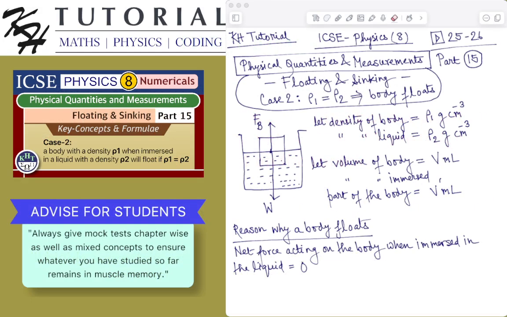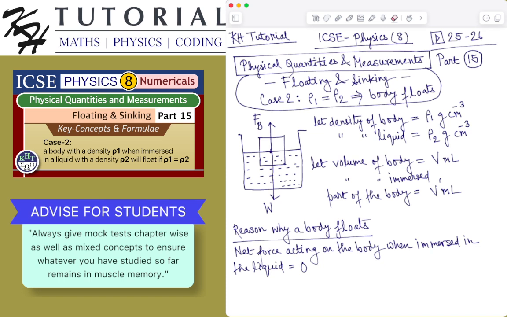Okay, so this is the same figure as the previous video where I discussed case 1, that a body will sink if the density of the body is greater than the density of the liquid, that is rho 1 is greater than rho 2. In this case, rho 1 is equal to rho 2, where rho 1 is the density of the body. Let's consider the CGS system. So let the density of the body be rho 1 gram per centimeter cube and the density of the liquid be rho 2 gram per centimeter cube. Now, if rho 1 is equal to rho 2, then the body floats.